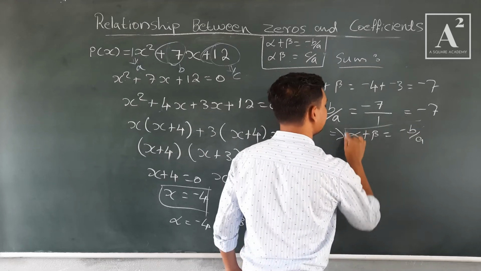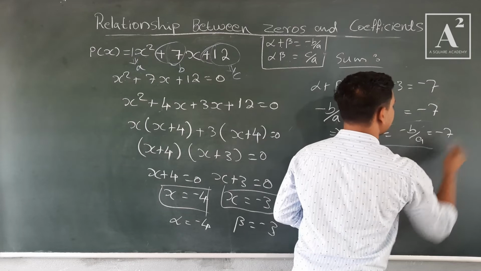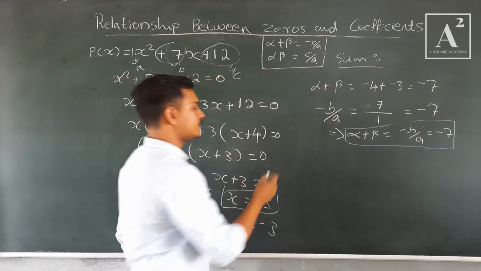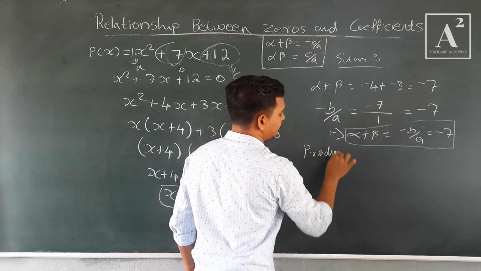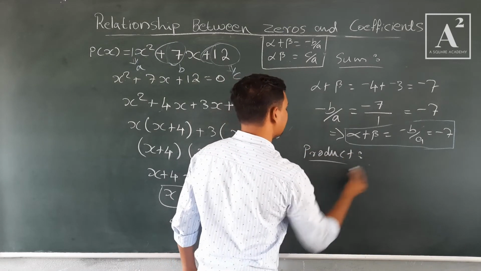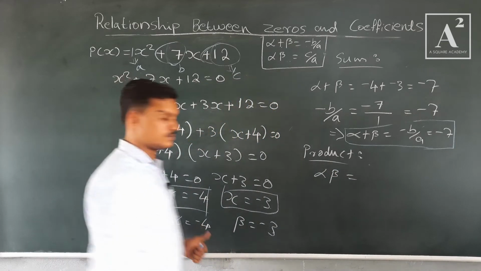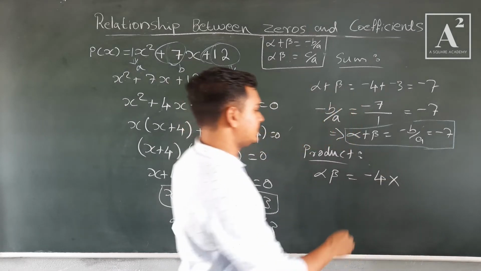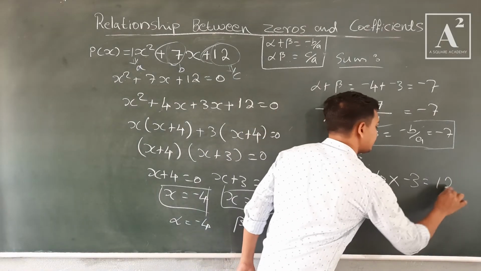Verified, the first one. Both are equal to minus 7. We could verify the first one. Now look at the product. So for alpha beta, the first one is minus 4, multiplying with minus 3. So what we got here, plus 12.